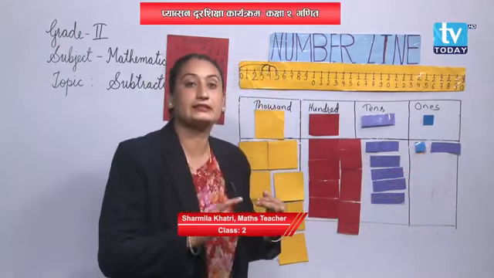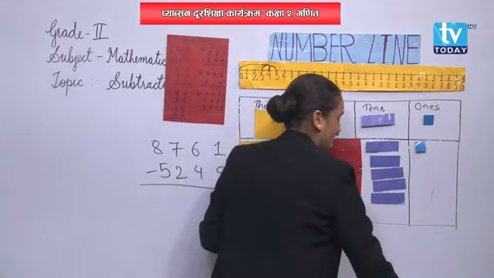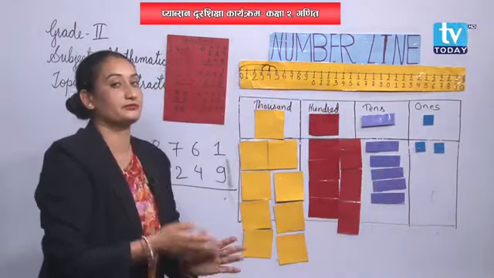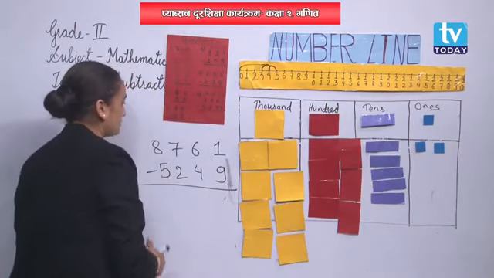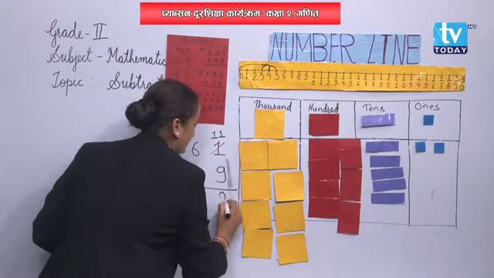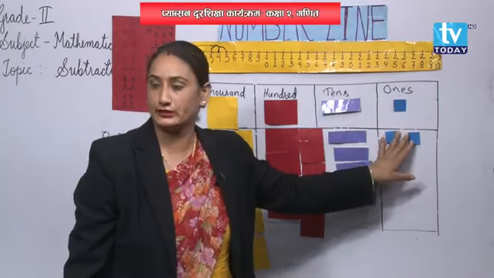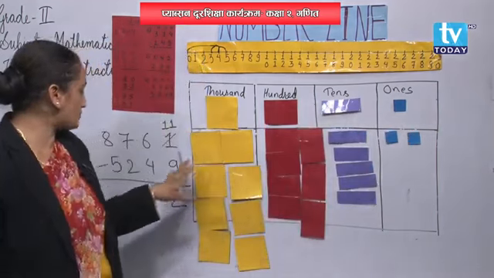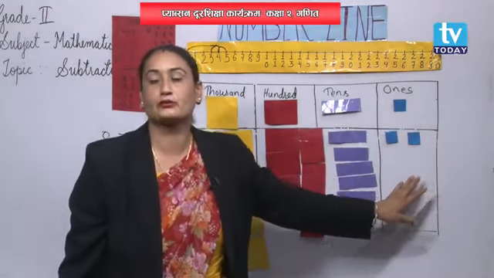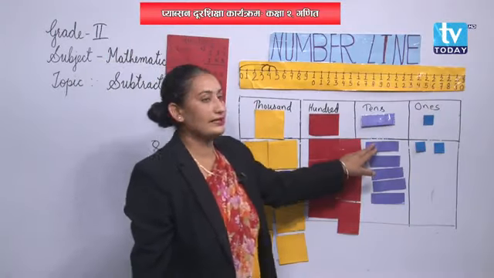9, 10, 11. Now you can remove this 10 from here. Now you can add one single unit and it will be 2. 11 minus 9, that will remain 2. So now next, 10 plus 1, 11. After 11, we are subtracting 9 from 11, right? So after subtracting 9, we are getting 2. This is the answer.